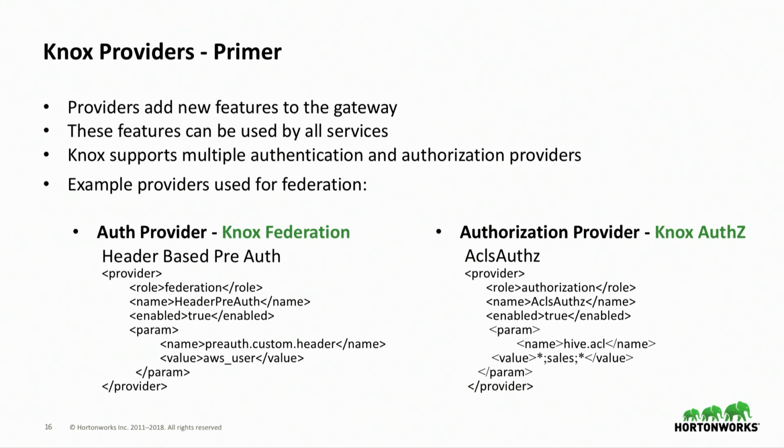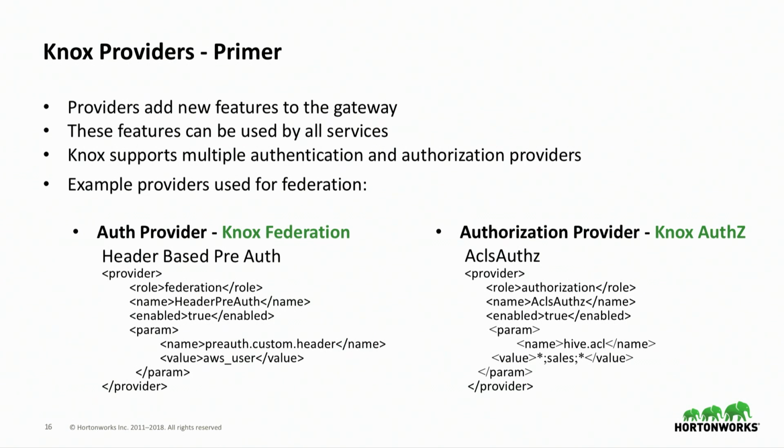For this demo, we'll be using header-based pre-auth and LDAP authentication. For the on-prem Knox, we'll be using LDAP. So when the users come in, they authenticate to the LDAP using the LDAP authentication. And on the cloud side, we'll be using the header-based pre-auth. That's where the federation happens.